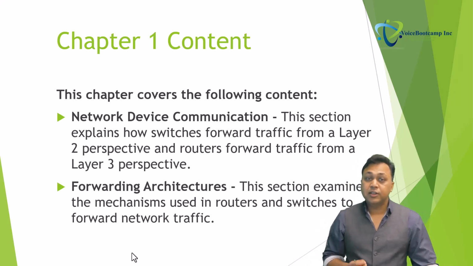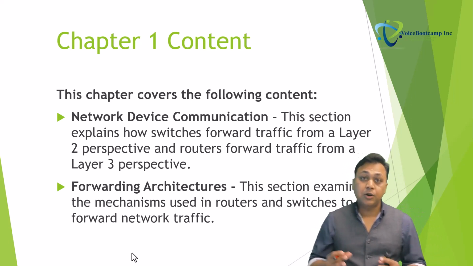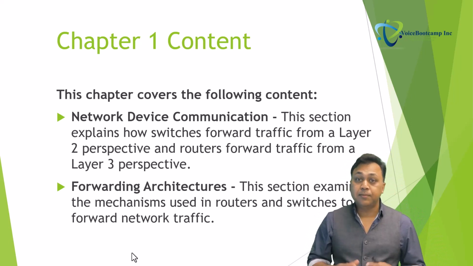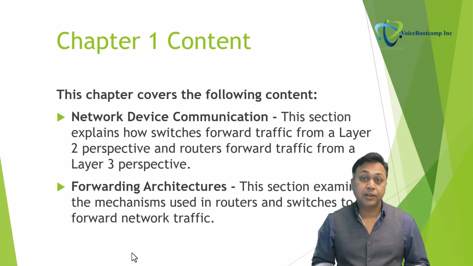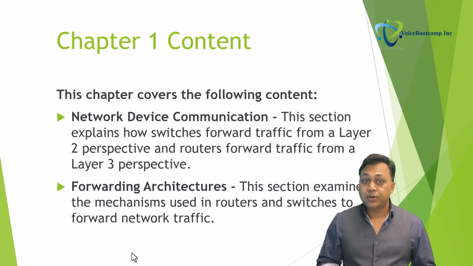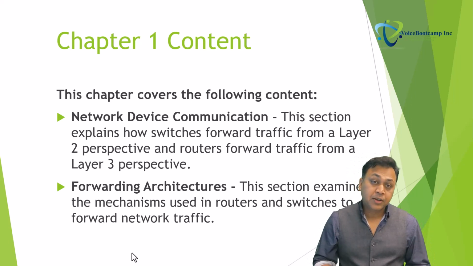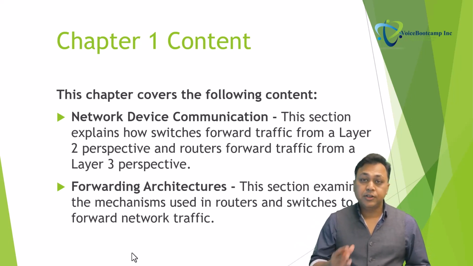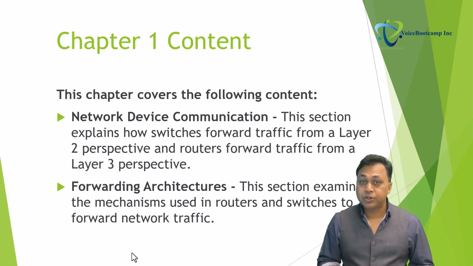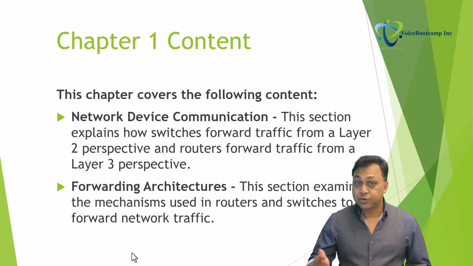The network device communications will focus on switches and routers and how each will route traffic based on their OSI layer perspective, such as a switch operating at layer 2, whereas routing will operate at layer 3 infrastructure. We'll also look at forwarding architecture. How do these two devices route or forward traffic based on various mechanisms that are available, such as Cisco Express Forwarding?